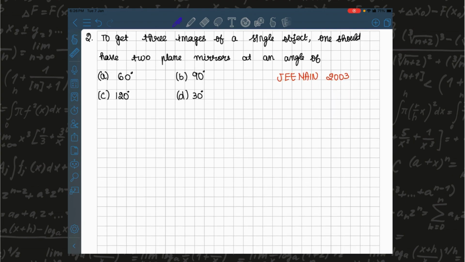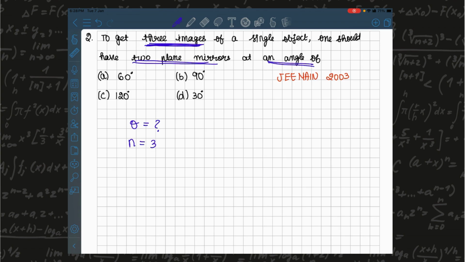So the next question is, to get three images of a single object, one should have two plane mirrors at an angle of. So here they are asking us to find out the angle to get three images. Okay, when two plane mirrors are kept at an angle theta, what we have to find here is theta. And they have given that we have to get three images. So n is equal to 3.